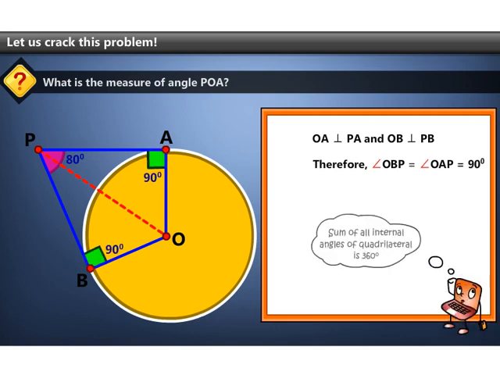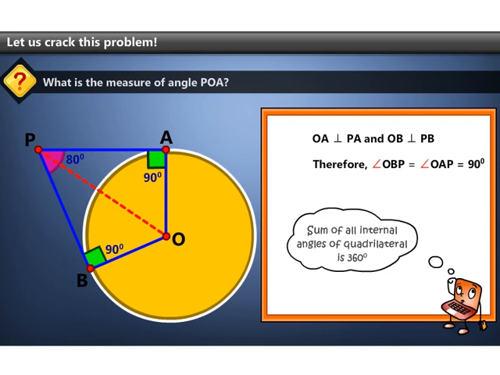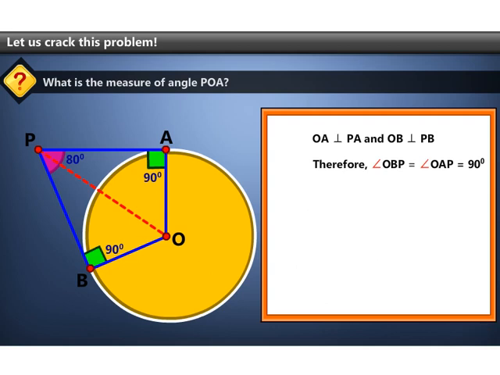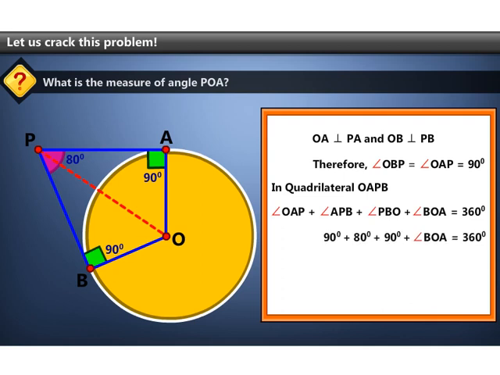We know that the sum of all internal angles of a quadrilateral is 360 degrees. Therefore, the sum of all the angles OAP, APB, PBO and BOA is equal to 360 degrees. Substituting the angles and adding them up, we get angle BOA is equal to 100 degrees.